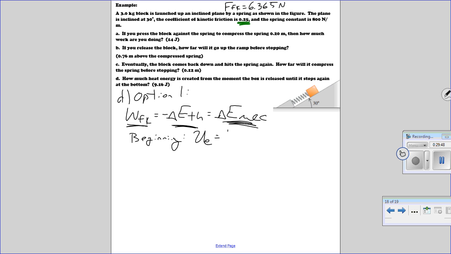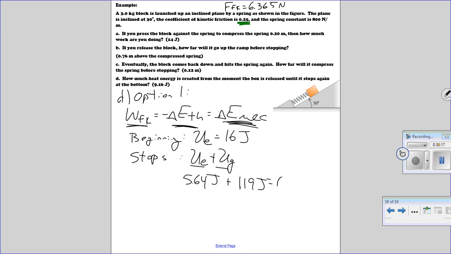we had elastic potential energy totaling 16 joules, right? And then at the end, it stops. And remember, it had elastic potential energy and gravitational potential energy, based on the numbers we just got. If you use that x that we just found and calculate your elastic potential energy and your gravitational potential energy, you should get 5.64 joules of elastic plus 1.19 joules of gravitational, for a total of 6.83 joules.